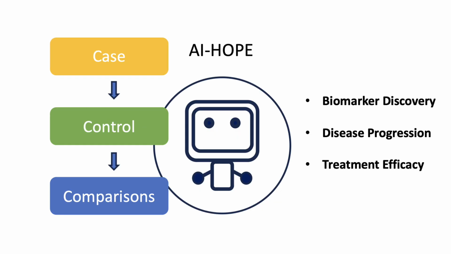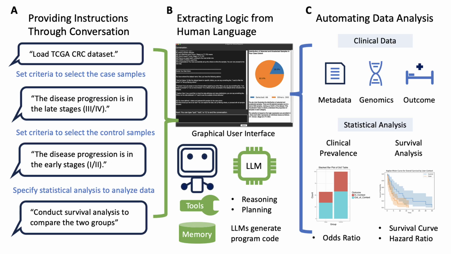Important discovery tasks in clinical research, such as identifying biomarkers, studying disease progression, and evaluating treatment efficacy, rely on comparing groups stratified by clinical and molecular characteristics. AI Hope can integrate clinical and genomic data to accelerate these discovery efforts. By using natural language queries, it enables subset comparisons for clinical prevalence and survival analysis.